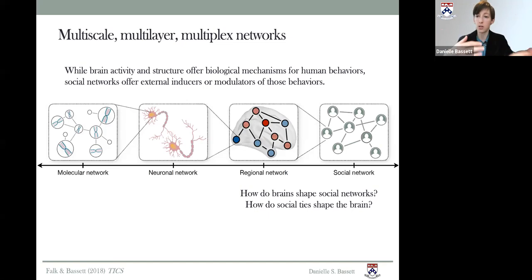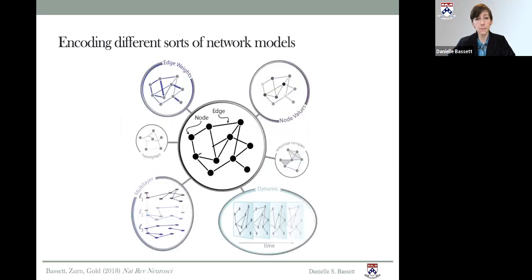So open questions that the field is trying to answer right now are precisely how do brains shape social networks? And then precisely how do social ties shape the brain? So there's a feed forward and feedback relationship here between the regional network inside of a single human brain and the social network around them. So that shows you sort of the flexibility of the approach across scales.